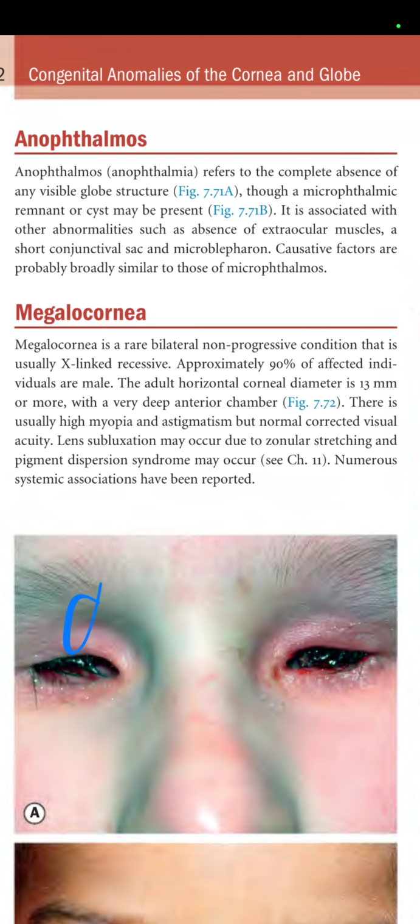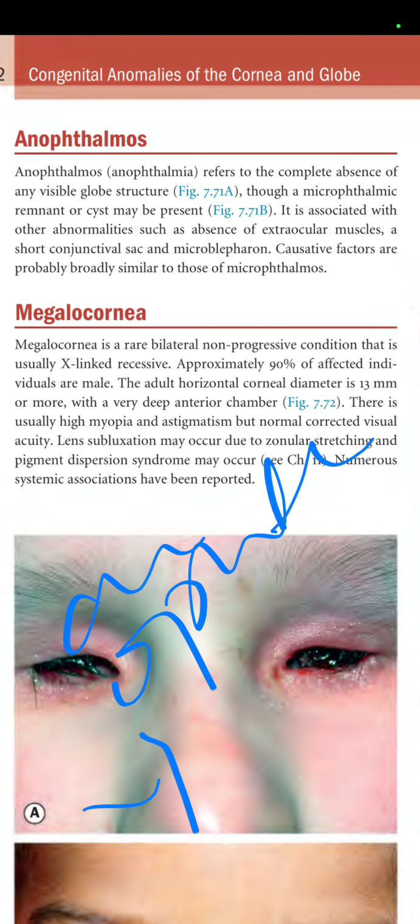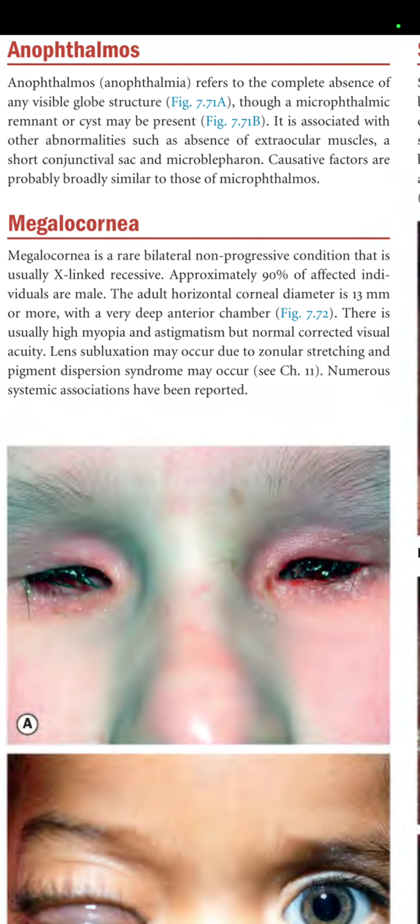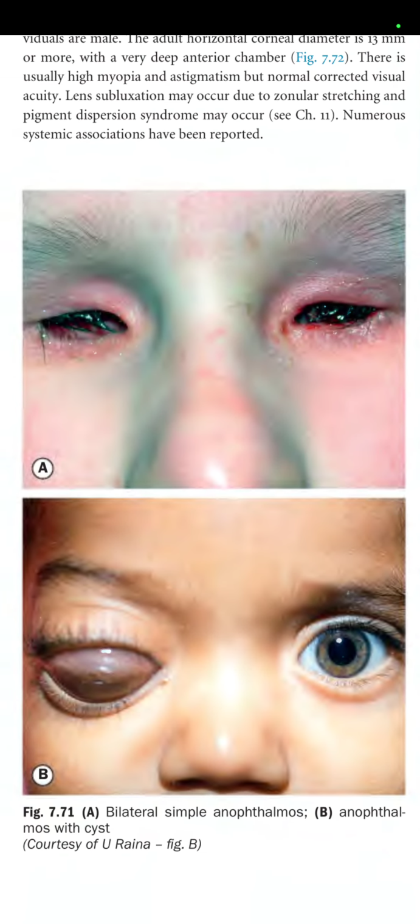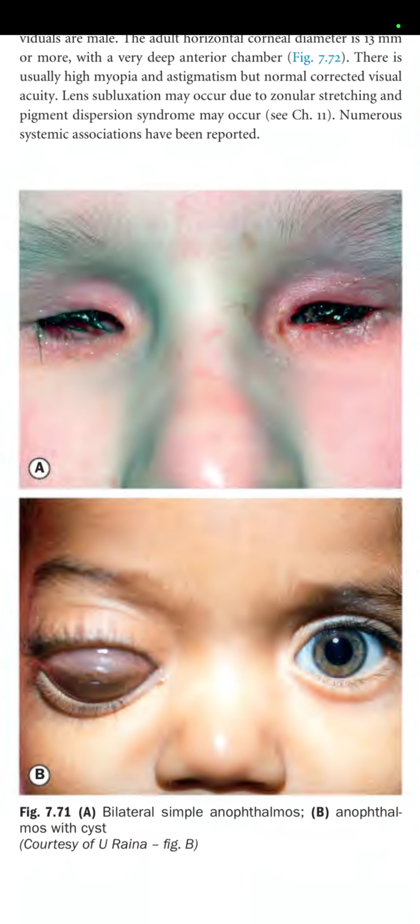So in anophthalmos, there is no visible globe, but you can see a remnant cyst with it, and there can also be extraocular muscle deficiency and microblepharon. So you can see a bilateral simple anophthalmos in A, and B is showing the anophthalmos with a remnant cyst.